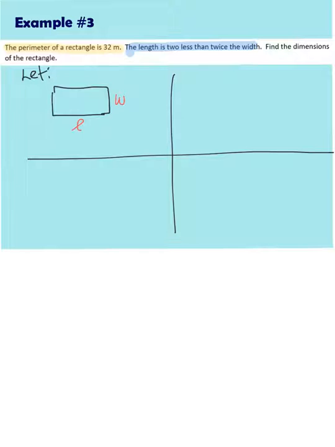So let's see what else they tell us. They said, let's get out my laser pointer. Love my laser pointer. So they said that the perimeter of the rectangle is 32 meters. So perimeter means to add up all the sides, right? So I'm going to add up all the sides, and they should come out to be 32. So aren't there 2 widths and 2 lengths? So that means for our perimeter, I've got 2 widths plus 2 lengths should come out to be 32.